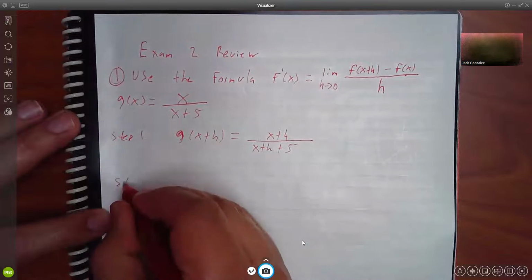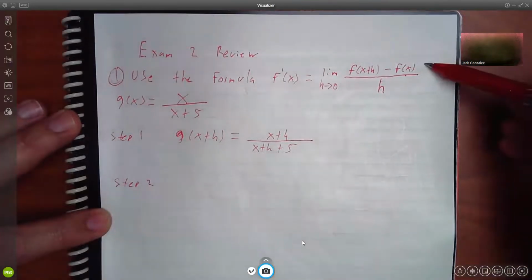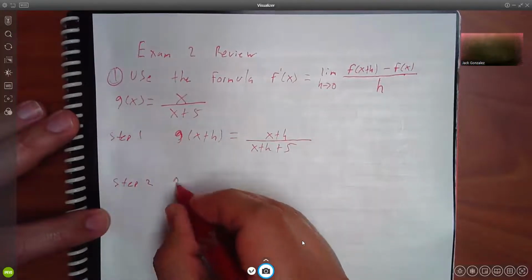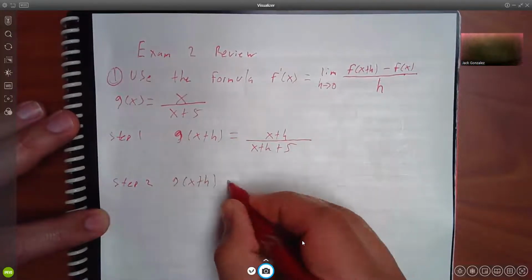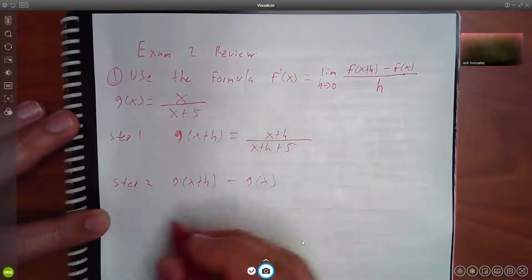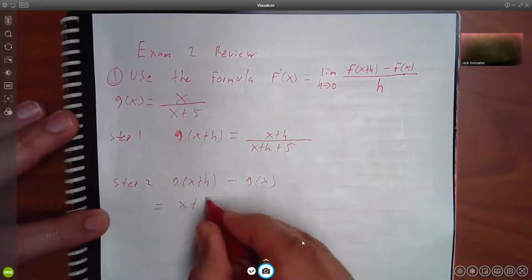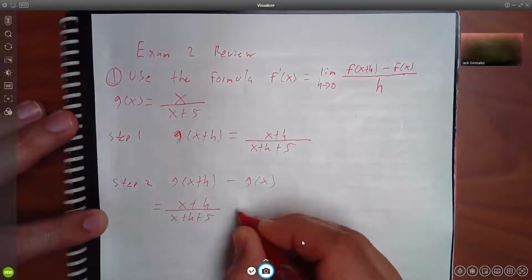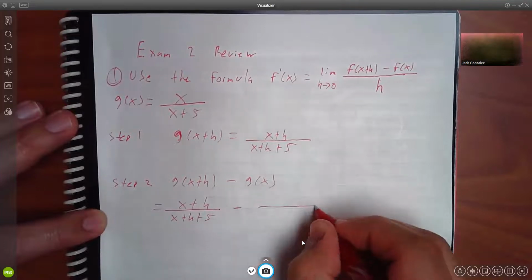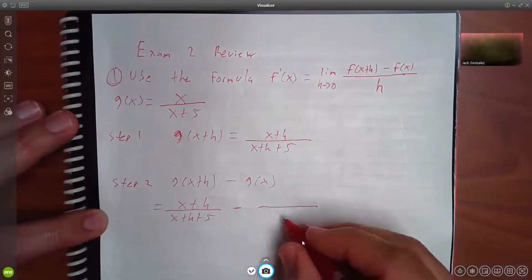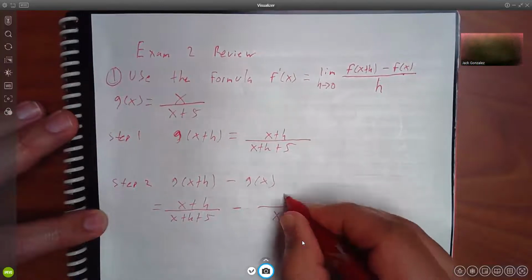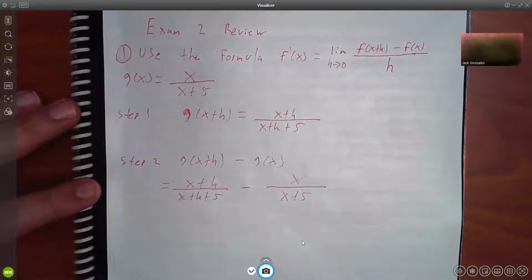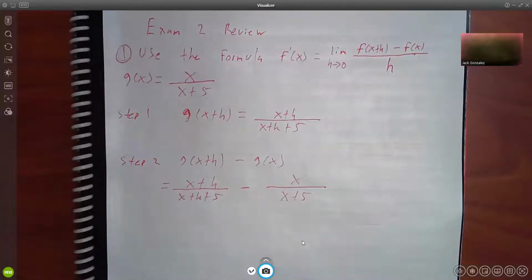Step 2, find the numerator, this top part. So take this result and subtract the original. So that will be this nonsense minus the original. So there's step 2 set up.